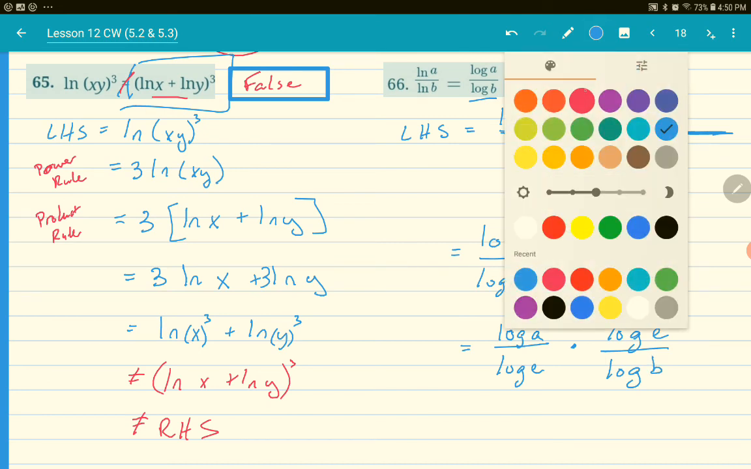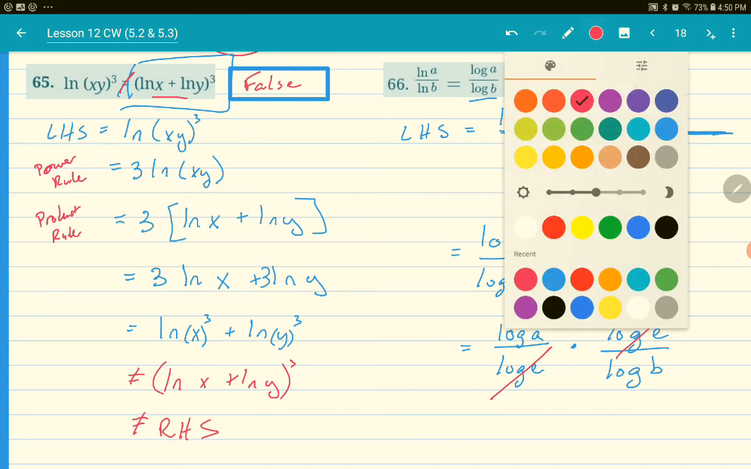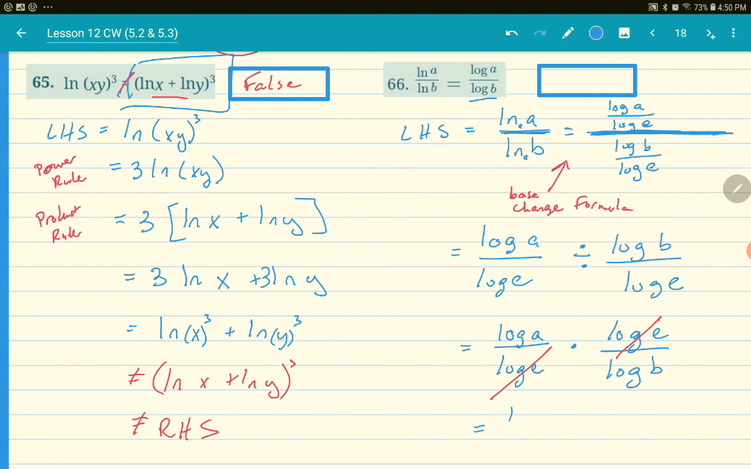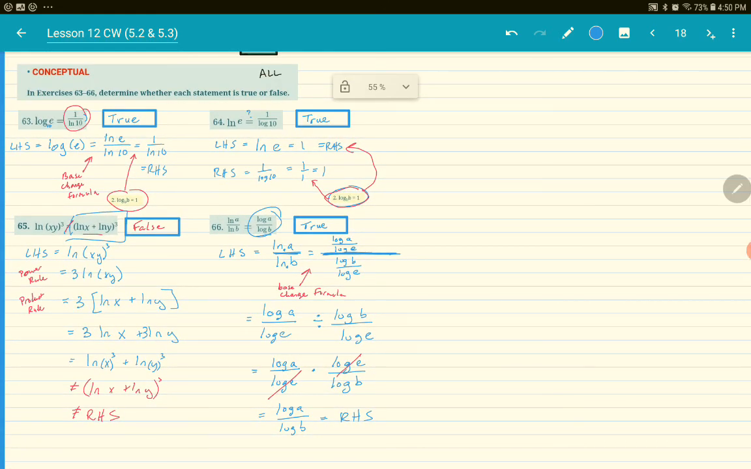And when I multiply across, I can first reduce the log of e, both cancel. And then I'm left with my reduced form of log of a over log b, which is my right-hand side. So I now have the left-hand side equals the right-hand side, so this must be true. So there's those 4 conceptual problems from wrapping up section 5.3.